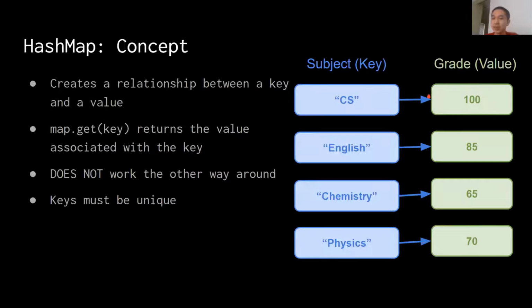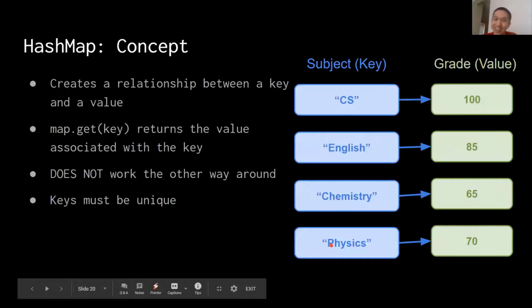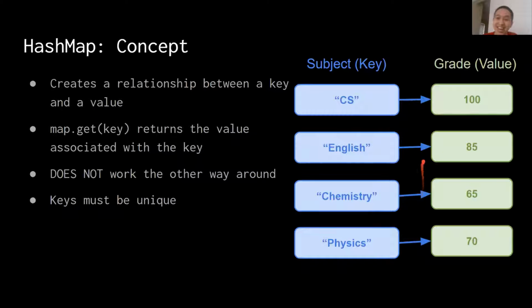You can see this arrow goes from the key to the value. I can use CS to get 100, but I can't start from the 100 and get the CS. The reason is that there can be multiple subjects where I can get 100. Whoa, mind blowing. In reality, I'm not that good, but let's just assume that for English, I got 100 as well, right?